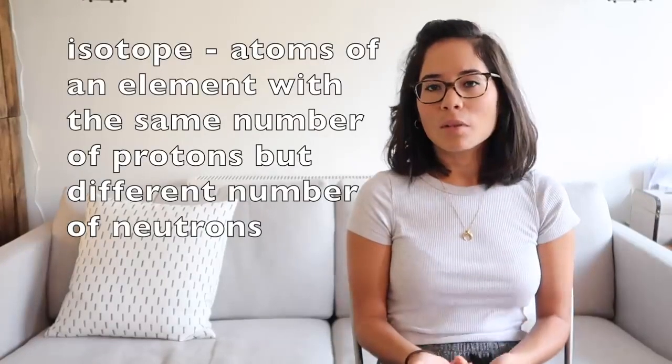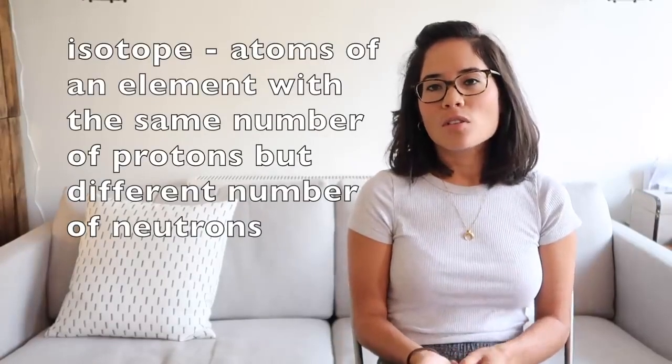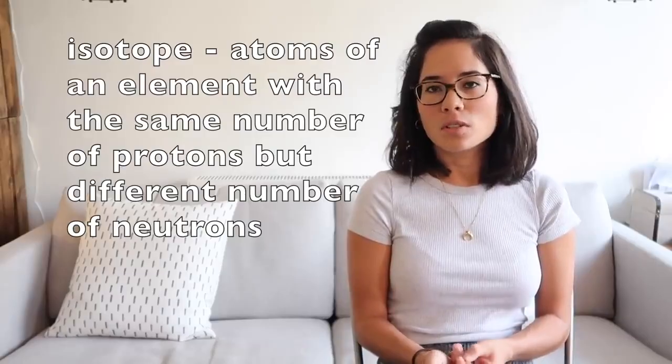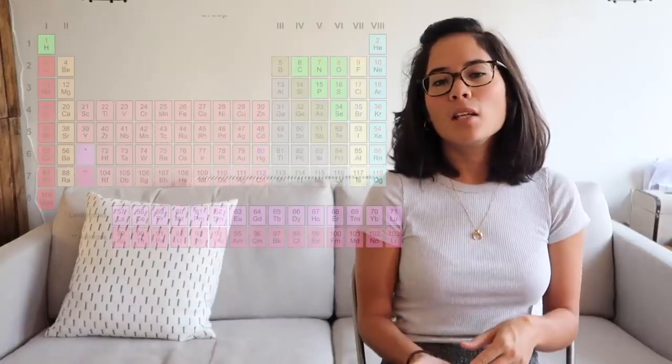However, you just need to know the definition of an isotope, which is that it is atoms of the same element with the same number of protons but different number of neutrons. Going back to the periodic table then, looking at group numbers and period numbers.